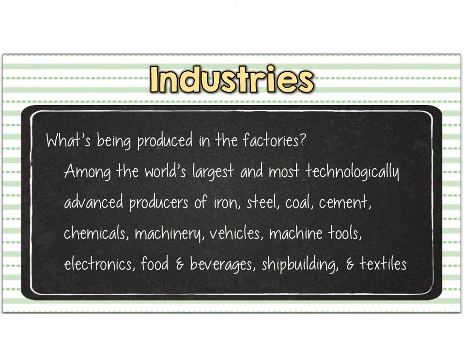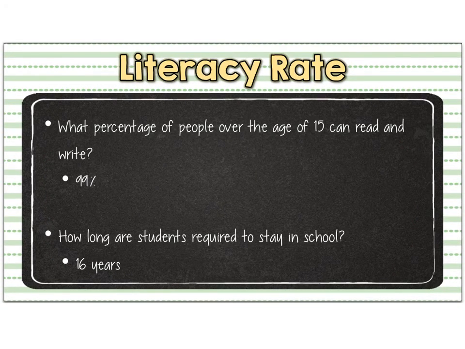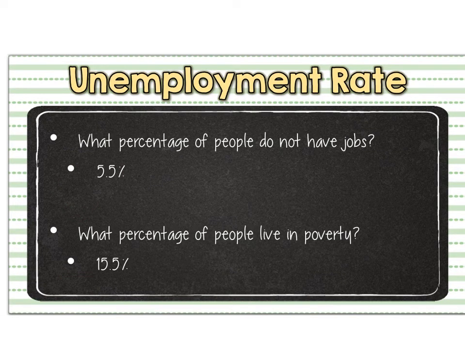Okay, under industries, I want you to put some of these items that are being produced in their factories. Okay, Germany has a 99% literacy rate. This is people over the age of 15 who can read and write. And students are required to stay in school for 16 years. Their unemployment rate is at 5.5%. Percentage of people that live in poverty are 15.5%.